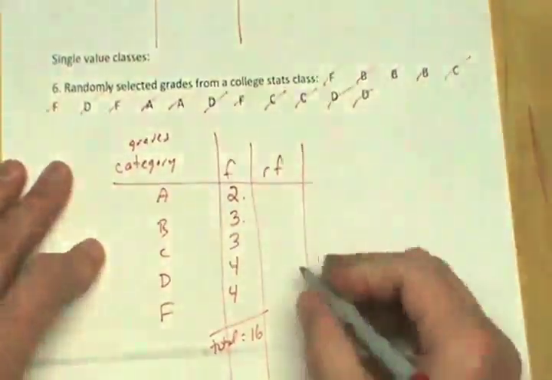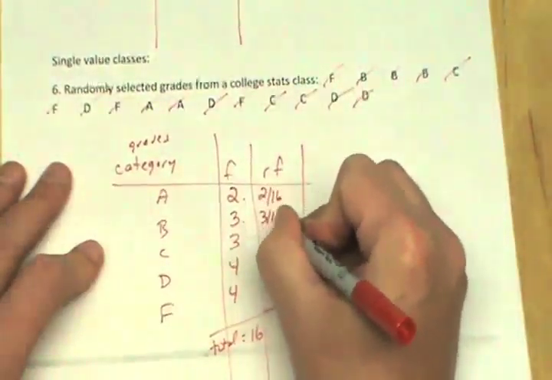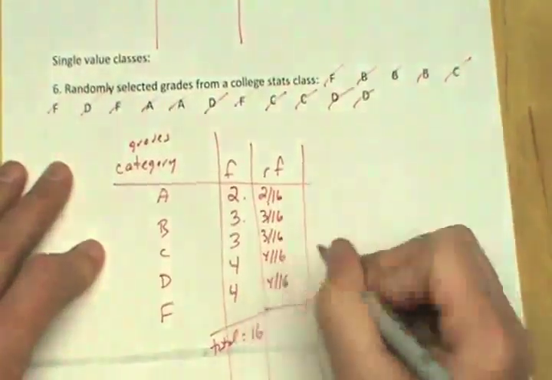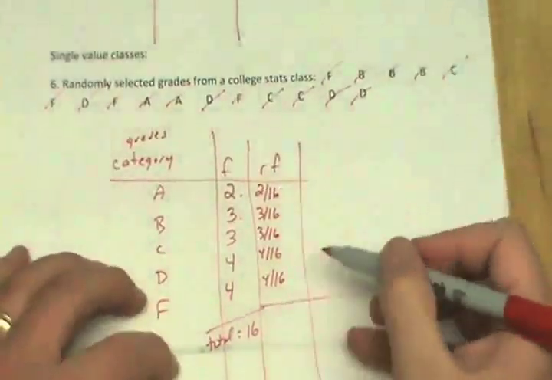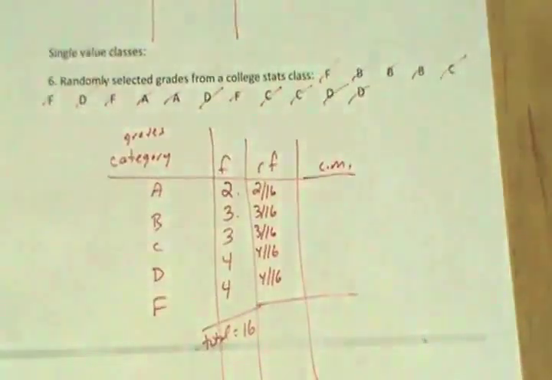Relative frequency out of 16. So we have 2 out of 16, 3 out of 16. And again, we could change these if we wanted to into decimals and then percentages, but this is fine as far as I'm concerned. All right, now here's really the whole thing with single value classes.